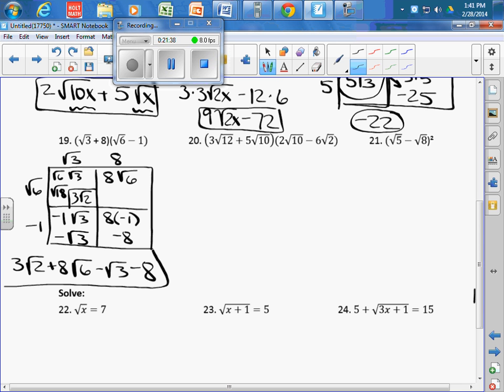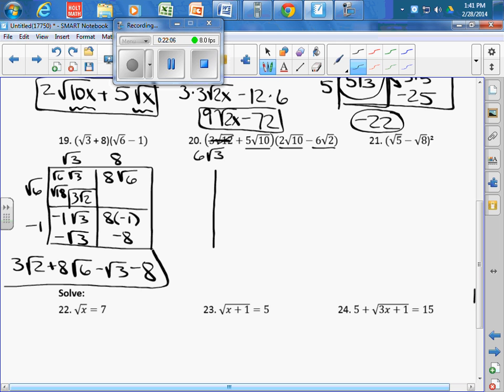In number 20, I'm going to take this radical 12 and write down 2 radical 3. That's what it simplifies to. And when I multiply it times that 3, I get 6 radical 3. Does that make sense? So I'm going to have 6 radical 3, 5 radical 10, 2 radical 10, and negative 6 radical 2.